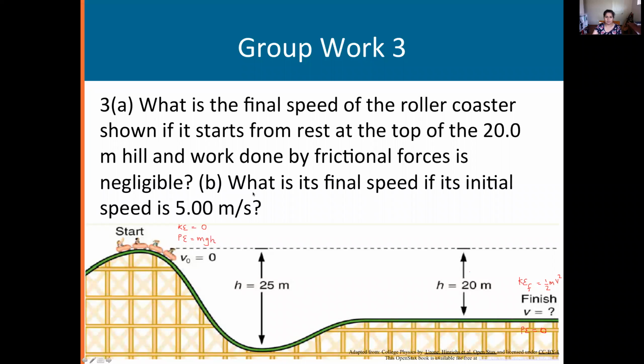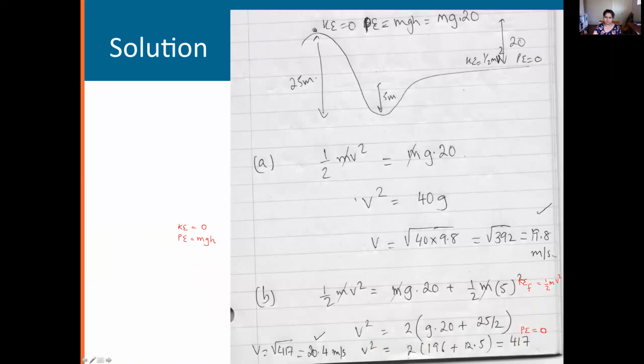Part B, what is the final speed if its initial speed is 5 meters per second? So now in part B, this kinetic energy is no longer 0. It's 1/2 mv_i squared, where this is the v_i. And you need to sum this and set it equal to this, where this is no longer 0. So that's the only difference in part B. Let's look at the solution.